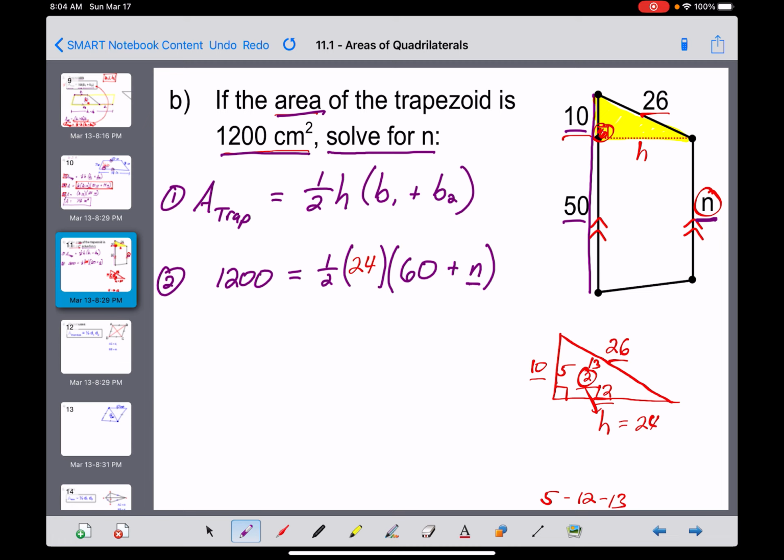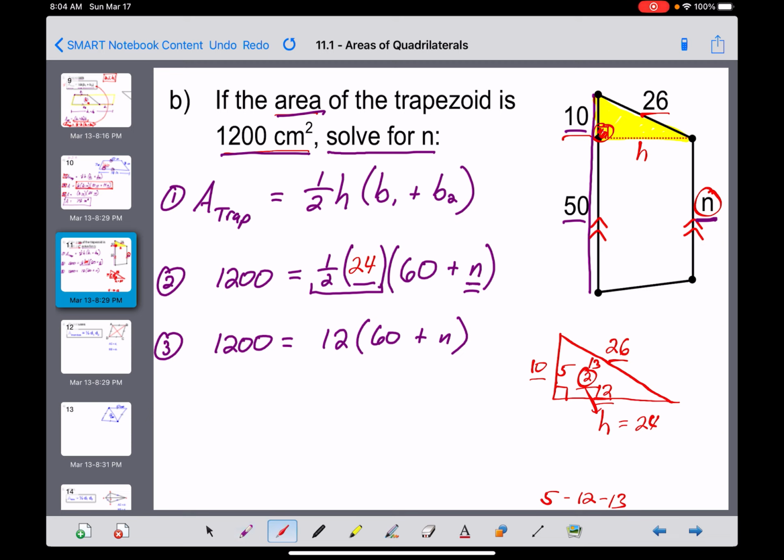Fill in everything you know, and we did come up with the height, and now we only have this one unknown here. So now in step 3, we're going to finish the problem, and in this case, we are actually solving because n is embedded there in the right-hand side. So here we go, guys. I'm going to leave this 1200 alone here on the left. I'm going to multiply a half times 24, and that's going to give me a 12, and then in parentheses, 60 plus n. Now, if we were in class right now, I would ask everybody, what do you guys think we should do next in order to solve for n?